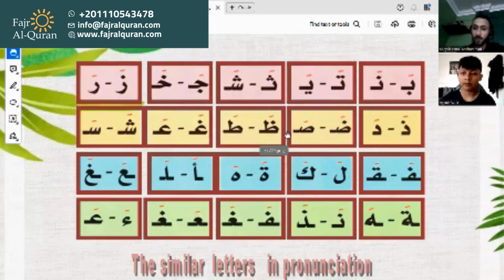So let's go through 2 tables that we have to master. The ones that carry fatha on top. You have to be able to differentiate between those pairs. So let's go through them one by one together.